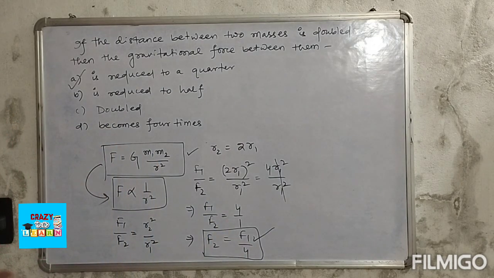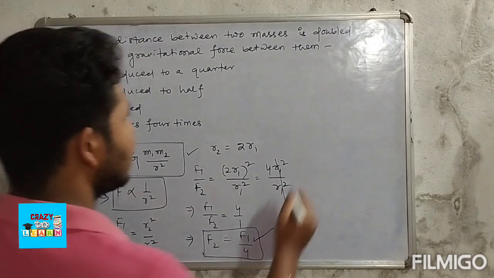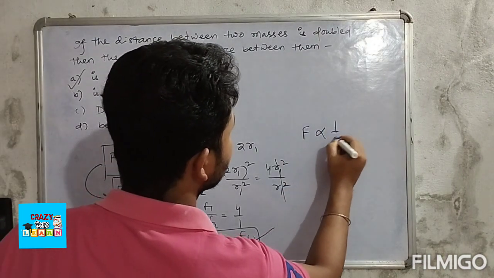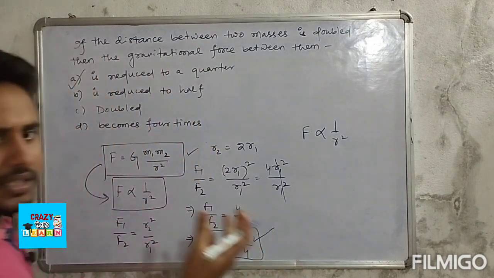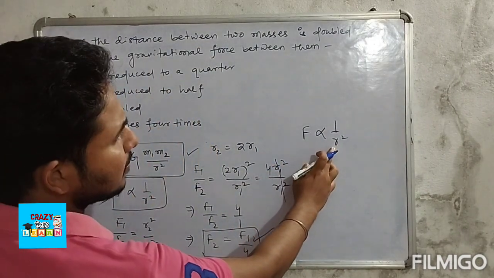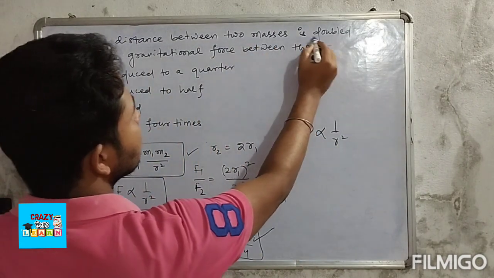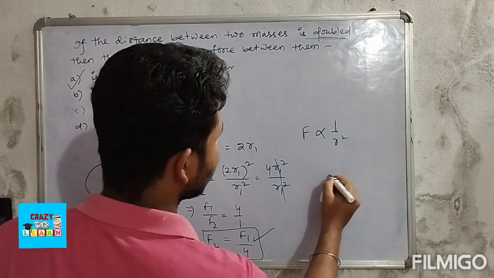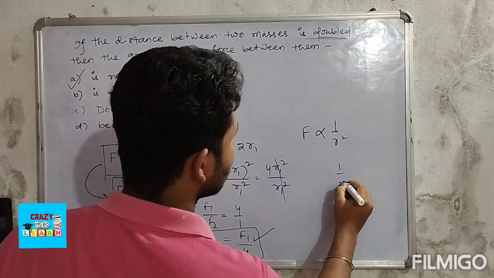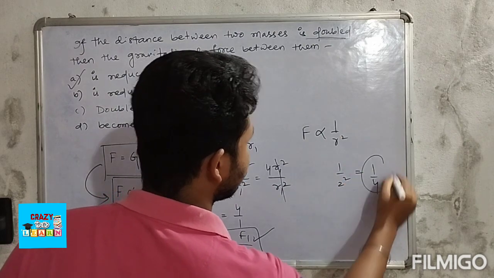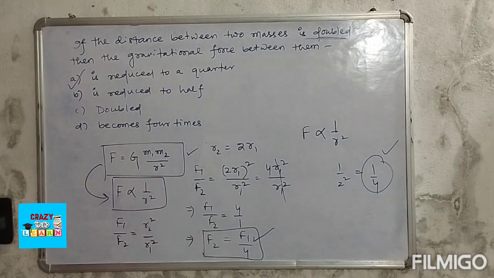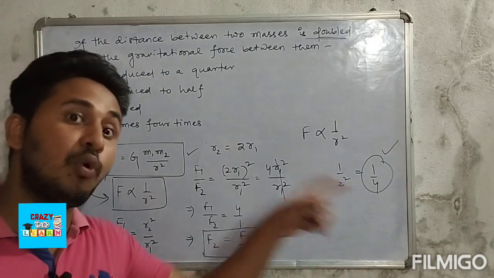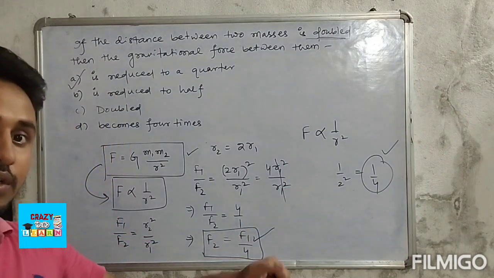Otherwise directly you can solve like this: f is inversely proportional to r square. In the short way we can write, in the place of r the distance is doubled, so in the place of r just take 2. So we will get 1 by 2 square, that means 1 by 4. That means it is the 1/4 of the previous case. Directly, the short way we can go like this. If it is directly proportional, then it will be 4 times, not 1/4. It will be 4 times.